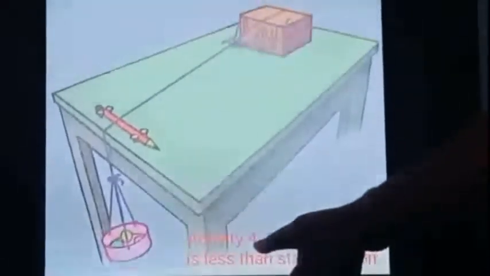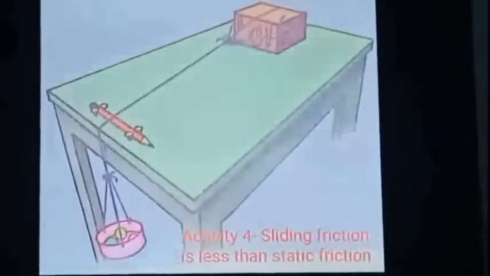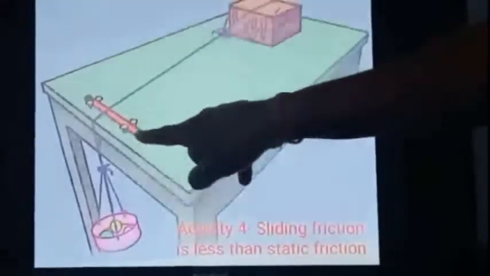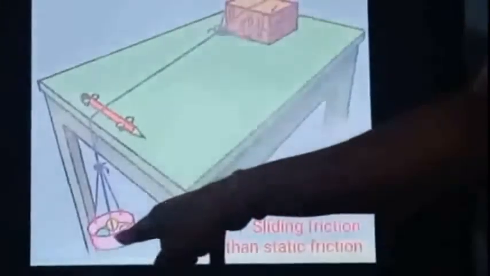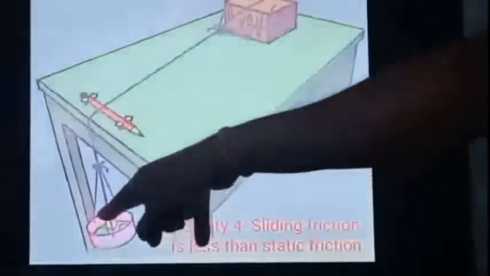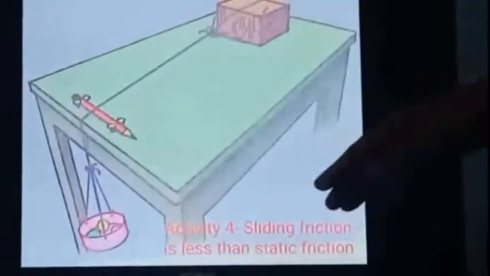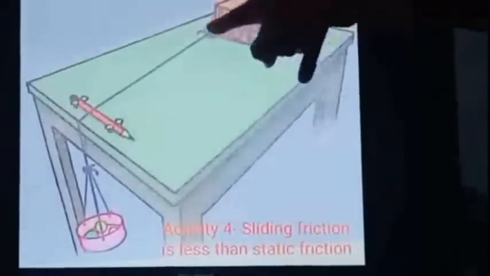Now we discuss activity number 4. Sliding friction is less than the static friction. For this activity, we take a rectangular wooden block, round pencils, drawing pins, a pan, marbles, and thread. Arrange the apparatus as shown in the diagram.